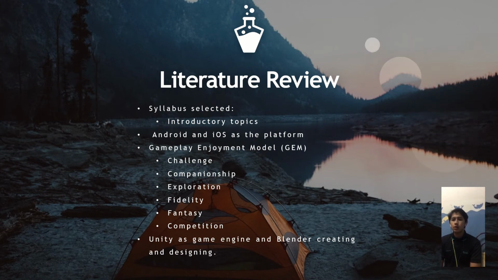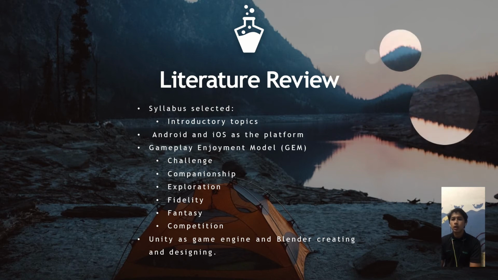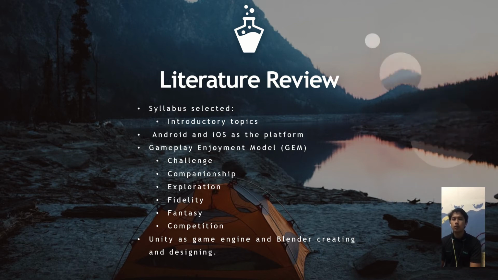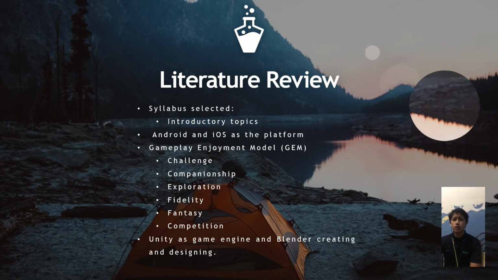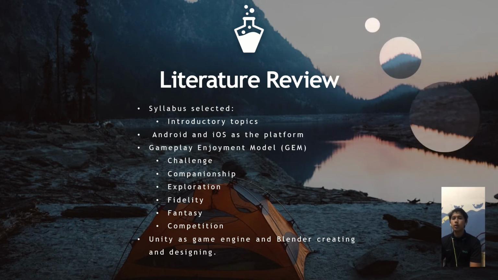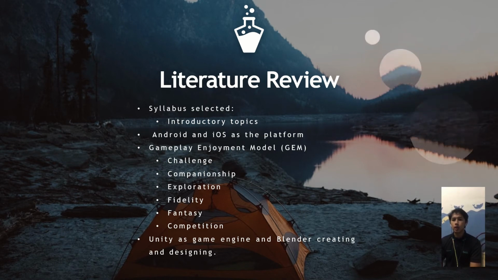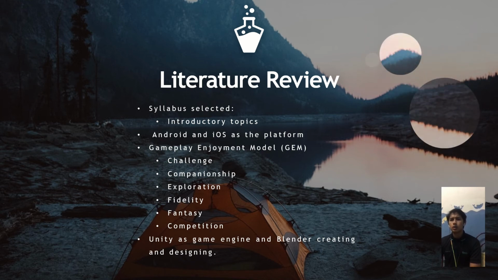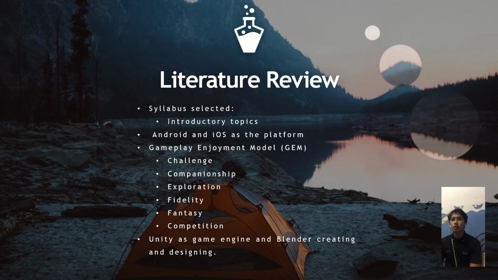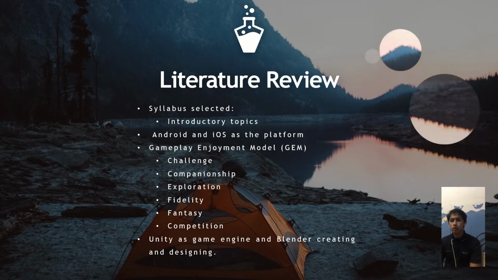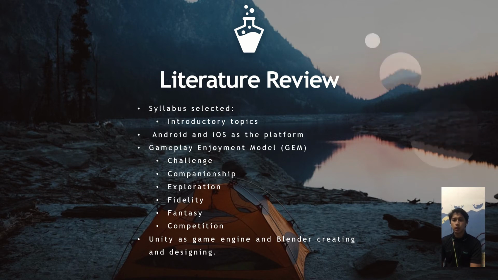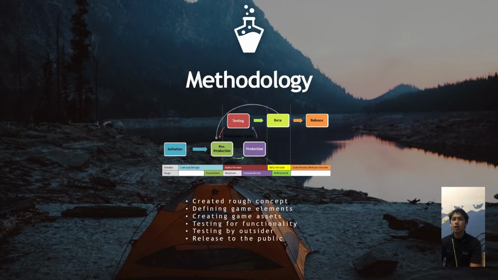Next is the literature review. This project will be based on the gameplay enjoyment model, which is challenge, companionship, exploration, fidelity, fantasy, and competition. GEM is a way to measure player enjoyment, and it can be used to design games that are related to the learning process. The syllabus selected is the Form 4 syllabus, which is introductory topics. This project uses Unity as a game engine and Blender software for creating and designing.